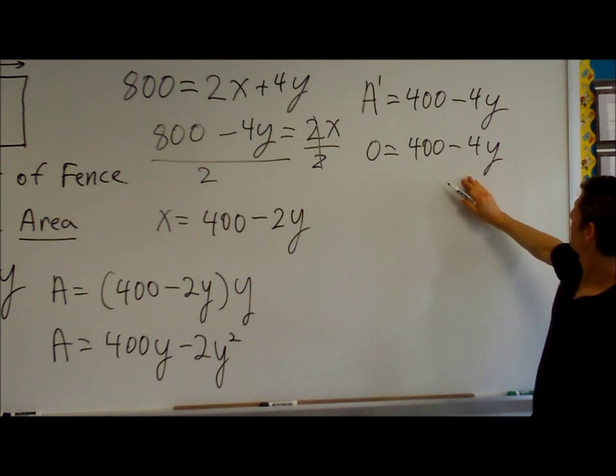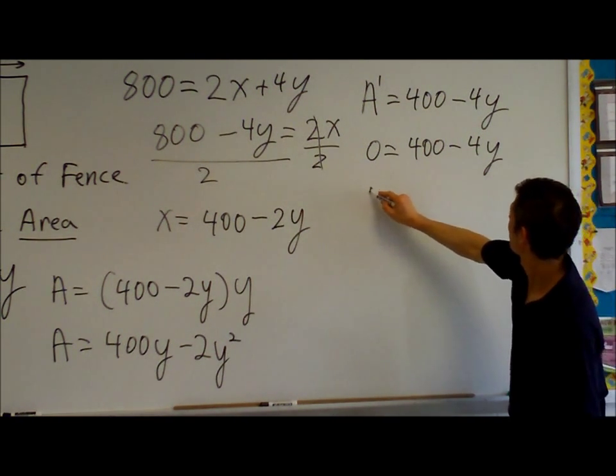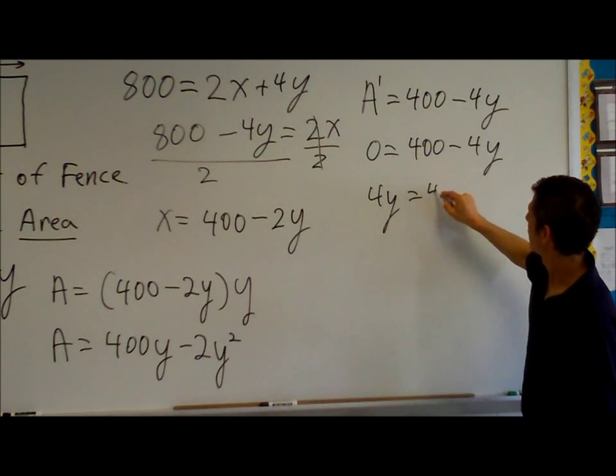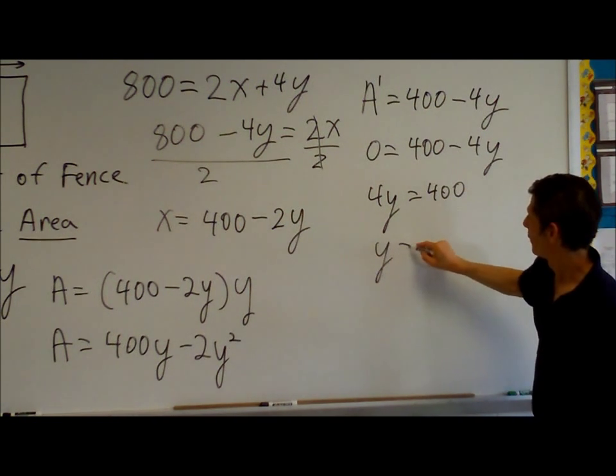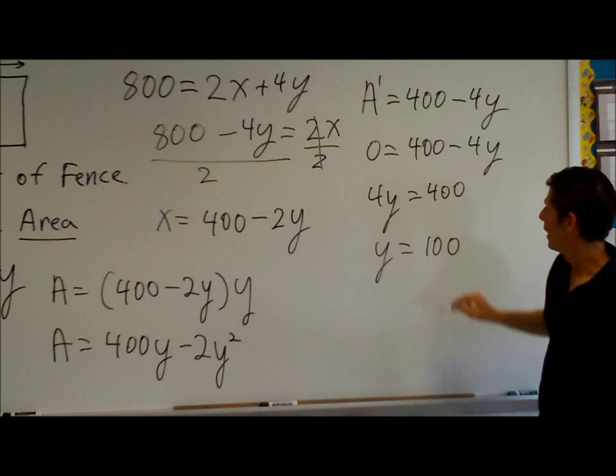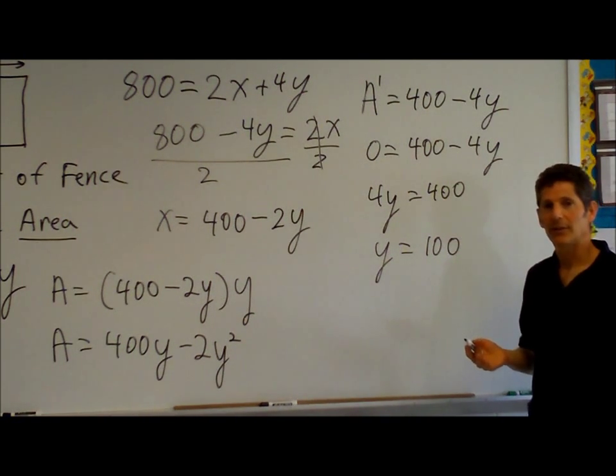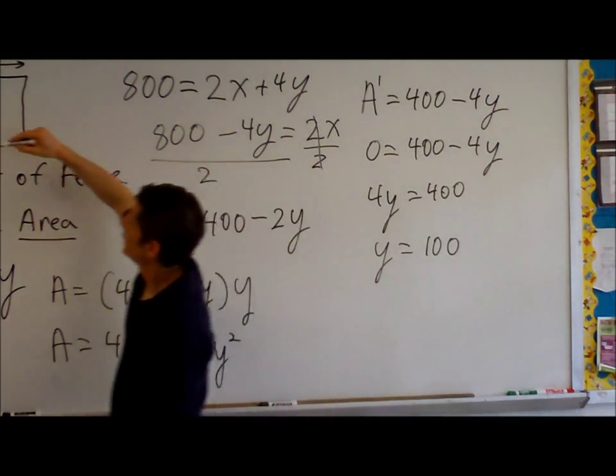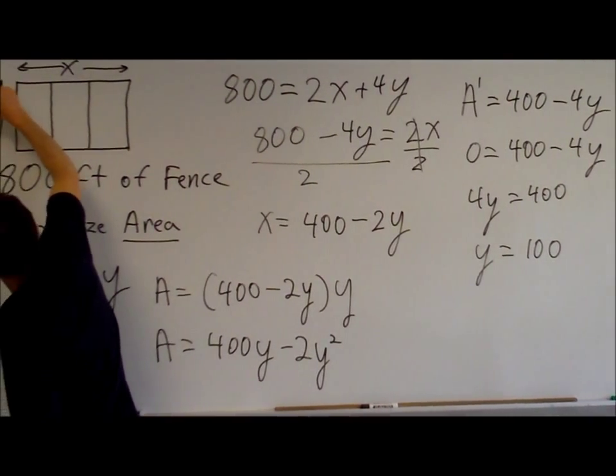So let's see. Oh, this is going to work out beautifully. 4y equals 400. So divide by 4. So y equals 100. Well, that's great. That's what y equals, 100. I can fill that in right there.